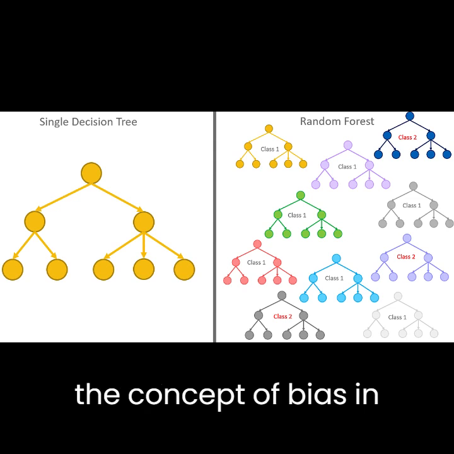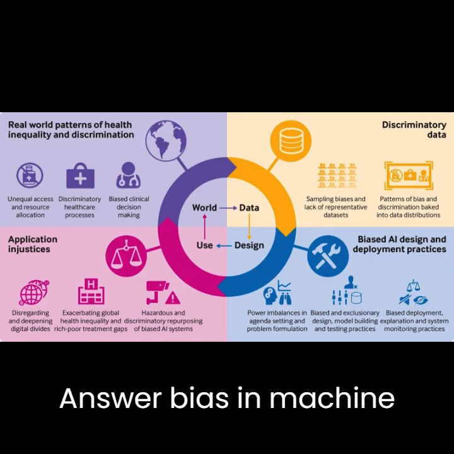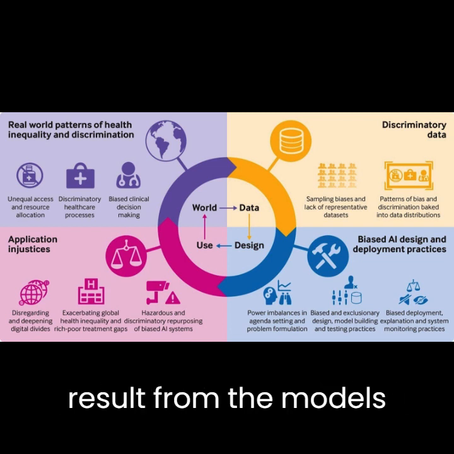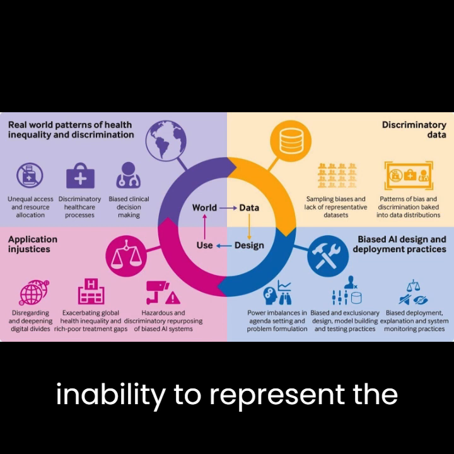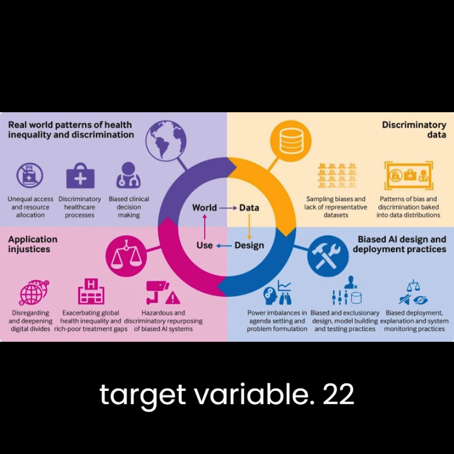21. Explain the concept of bias in machine learning models. Answer. Bias in machine learning refers to systematic errors in predictions that result from the model's inability to represent the true underlying relationship between features and the target variable.